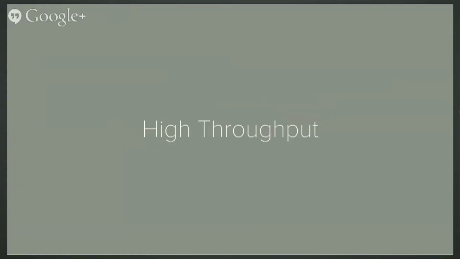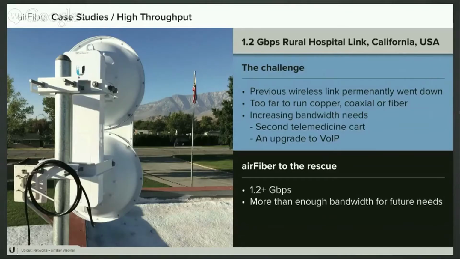Our first case study features AirFiber really showing off its ability to push an amazing amount of throughput. It's a hospital link in rural California, and they had several challenges. Once their wireless link went down, they had some issues. They realized it was too far to run copper coaxial with fiber, and the hospital also had increasing bandwidth needs. In the hospital, they had telemedicine carts that require a fair amount of bandwidth, and they were adding a second one. The hospital was also in the process of upgrading the VoIP. So AirFiber was a great solution, and as a result, they were able to push 1.2 gigabits per second, which is more than enough bandwidth for their future needs.